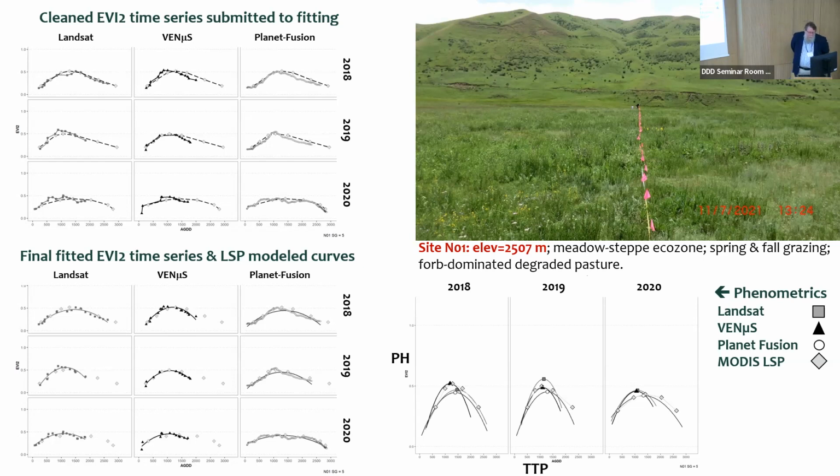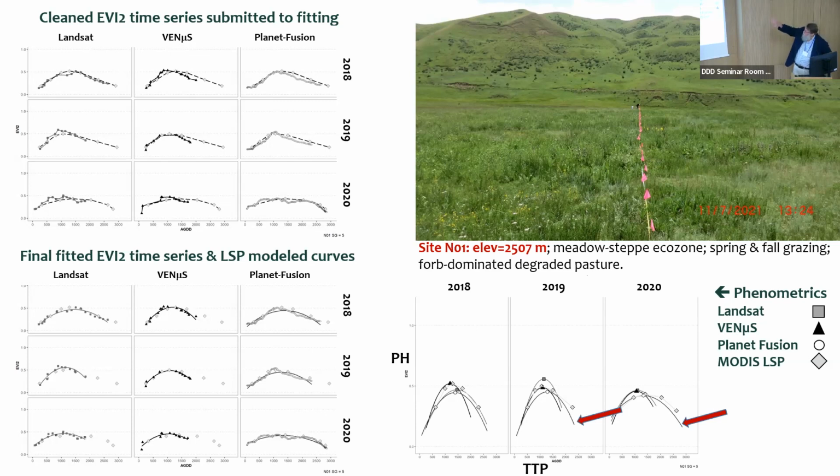That is a product that uses splines to be able to track what's going on in the landscape. And then at the bottom here, we're showing the peak height and thermal time to peak across the 3 years across the various sensors. And it is important to point out that with the Planet Fusion data, we seem to have an extended growing season in these estimates.